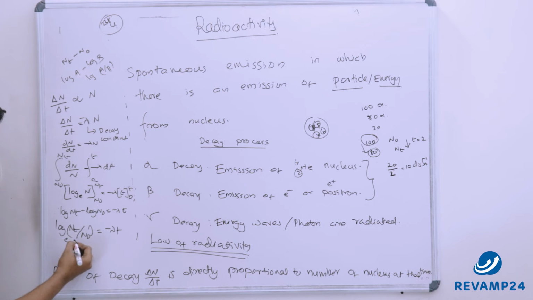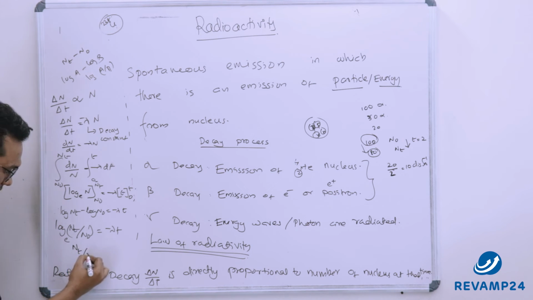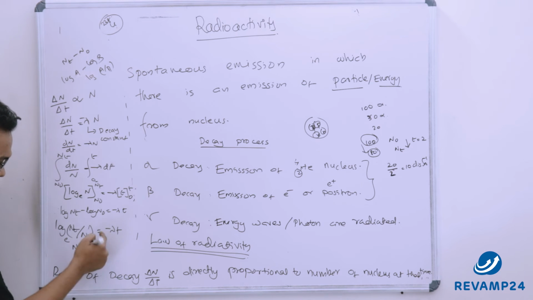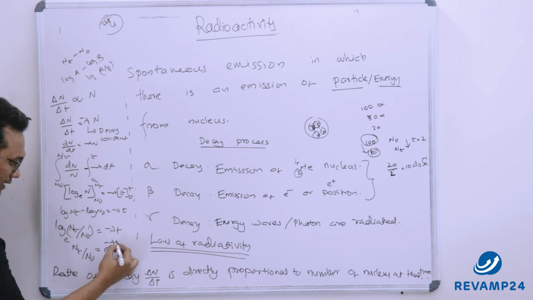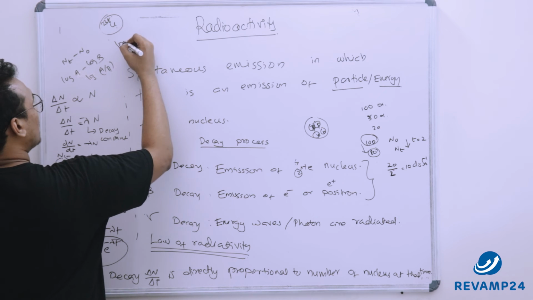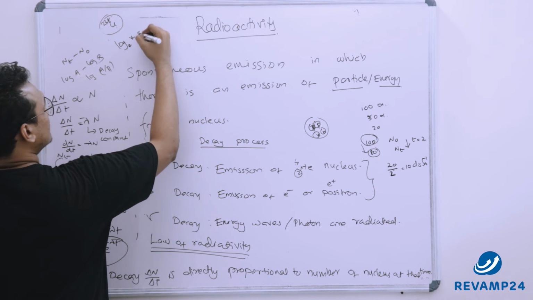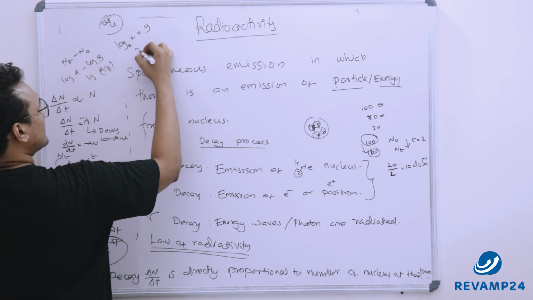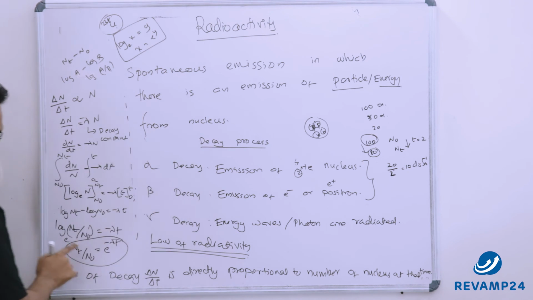Now log to the base, this is e, right? So for Nt divided by N0, I can take e here. So this would be e power minus lambda t. This follows from the expression that if log to the base e of x is y, then I can say x is equal to e power y. This relation I have applied here. So Nt by N0 is equal to e power minus lambda t.